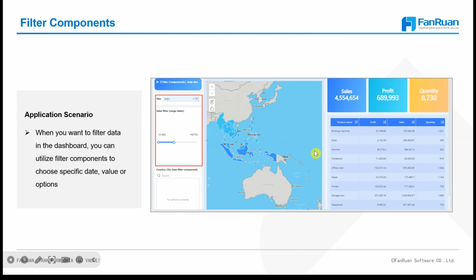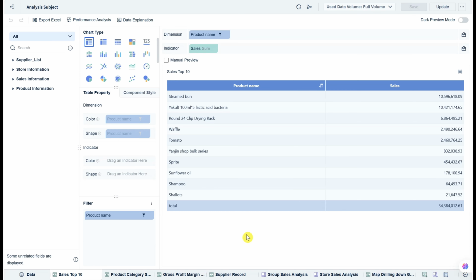We also set various filter conditions within individual components. For instance, earlier in a component, we filtered to show the top 10 products by sales. Filter conditions set within a single component only affect that specific component and do not apply to other components. In contrast, filters applied at the dashboard level have a global effect.